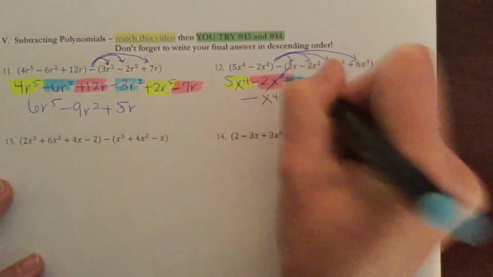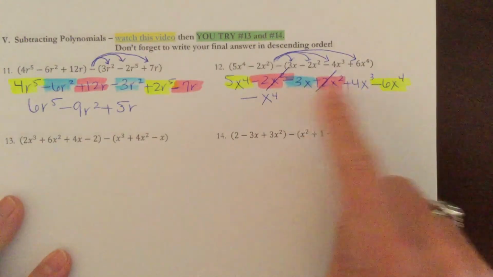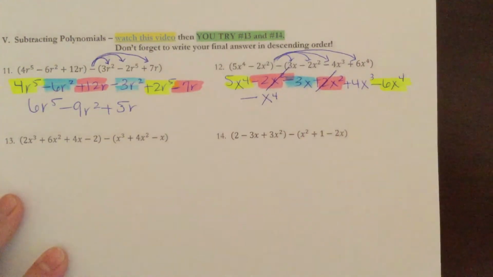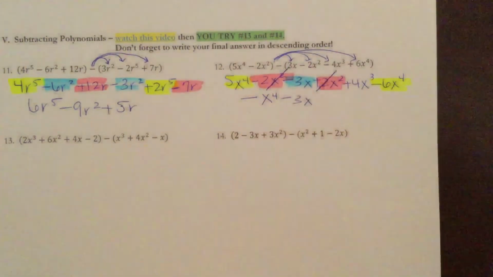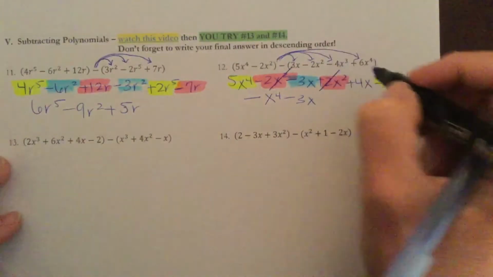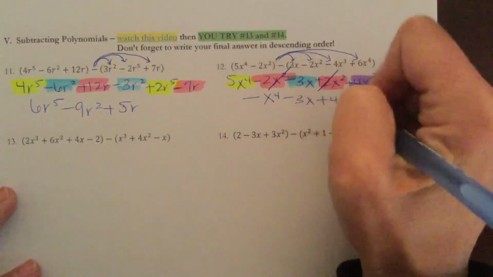Negative 3x. There are no like terms to combine with negative 3x because this has a power of 3 and this doesn't. So we simply write it down. And then our last term is 4x to the 3rd, and there are no like terms to combine with that. So we just write it down.